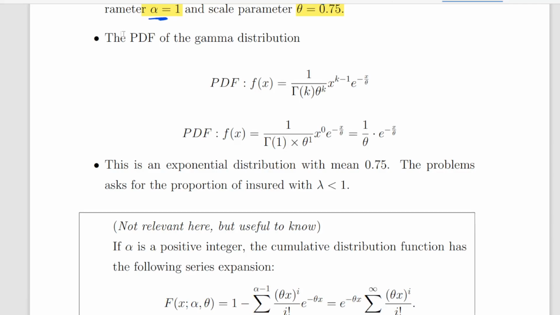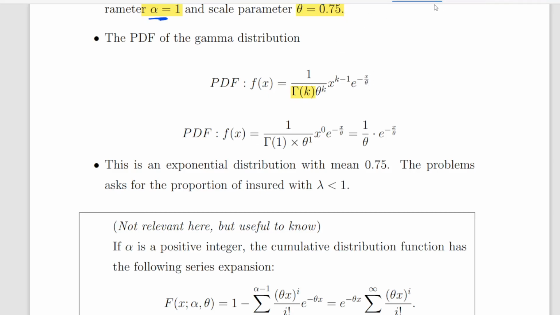So anyway, let's take a step back a second here. In terms of alpha and theta, the probability density function of the gamma distribution is f of x equals 1 divided by the gamma function of k, times alpha to the power of k, times x to the power of k minus 1, times e to the minus x divided by theta.